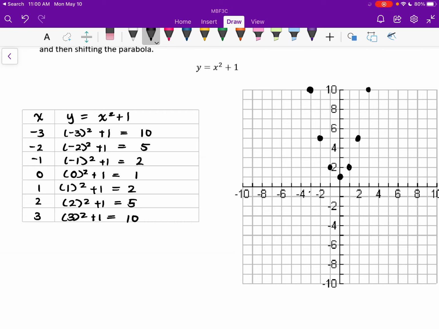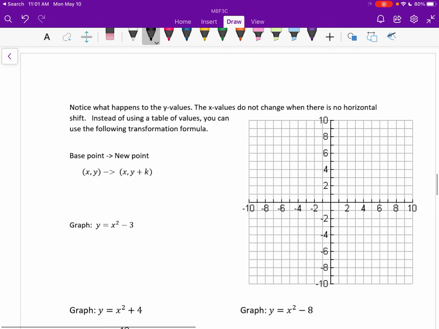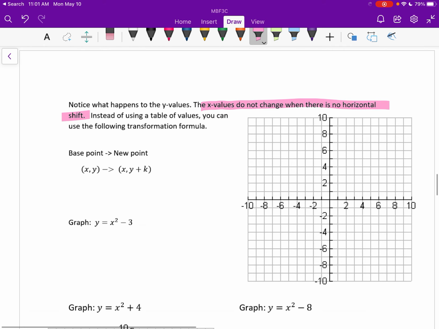3, 10. I'm just going to go draw in my parabola like that. And that's my answer. Right? My entire graph is shifted up by 1, which makes sense because my k value here was 1. Right? So, if you go back here, you notice that the x values do not change where there's no horizontal shift. Instead, you can use the following formula to actually make the transformation.